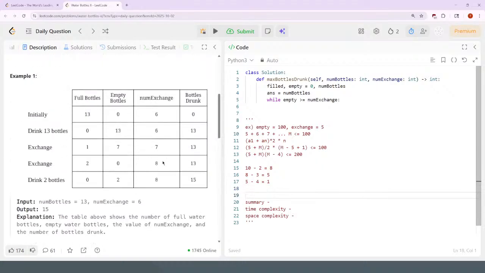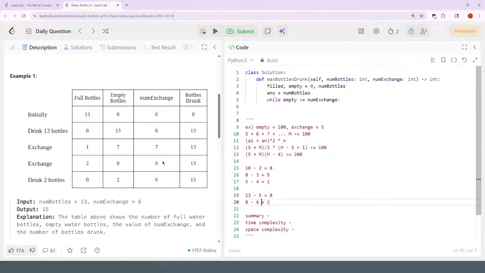Okay, so this one, 13 minus 6 is, no, 13 minus 5 is 8. 8 minus 6 is 2. Then you can't do any more exchanges, so it's 13 plus 2. Okay, so it's the number of water bottles plus the number of times that you can actually do an exchange.